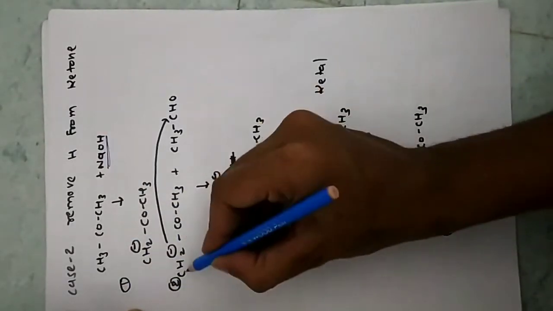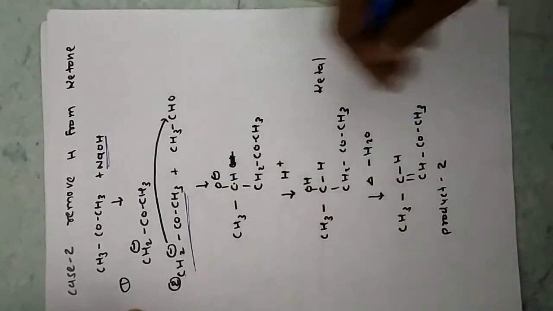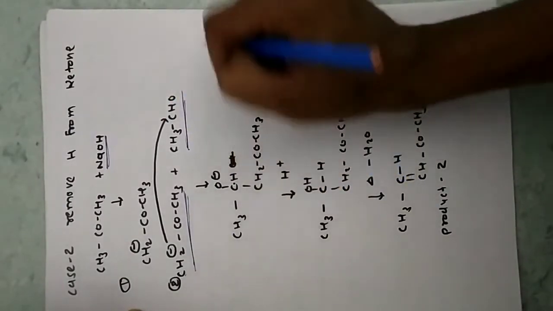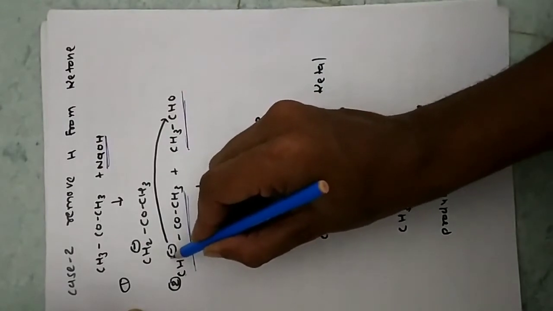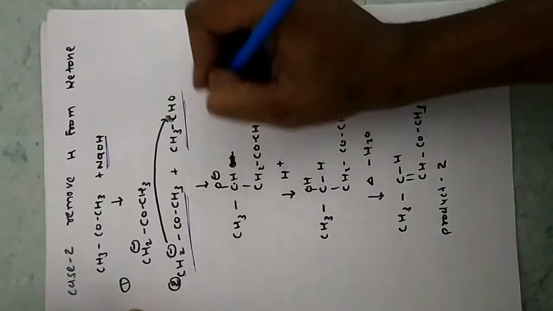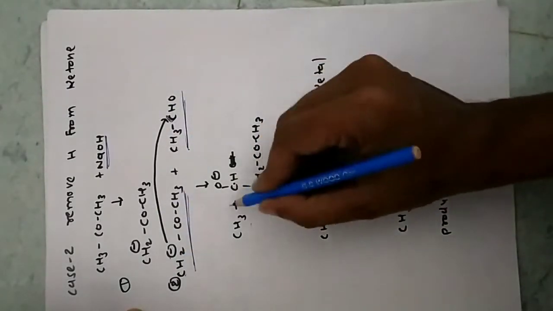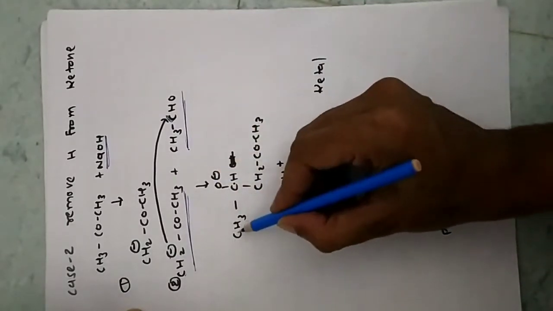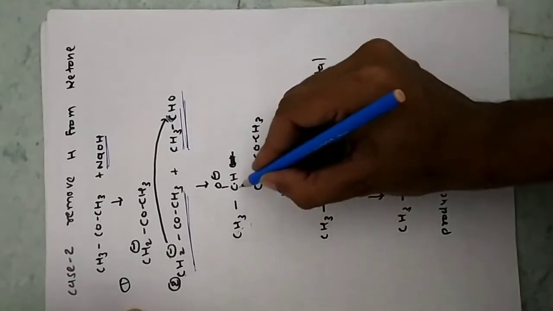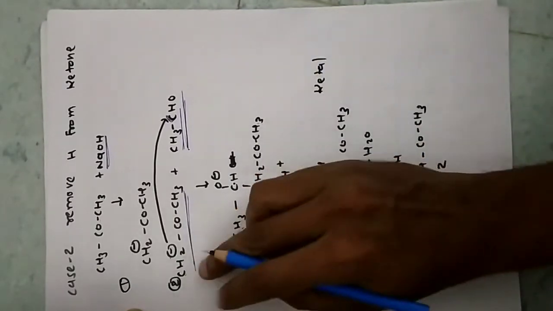Now in the second step, this negative ion, CH2 negative COCH3, will react with another molecule. Our other molecule is CH3CHO. This negative ion will attack the carbonyl carbon. So you can see this structure, CH3CH, and on the carbon the negative ion attacks, so CH2COCH3 attaches here.